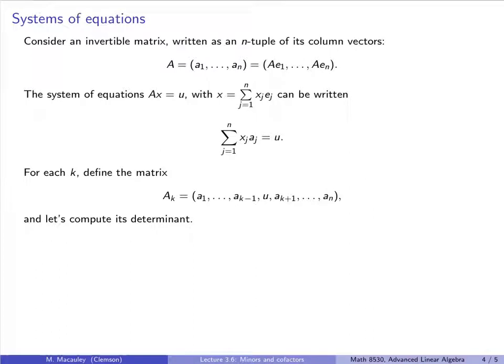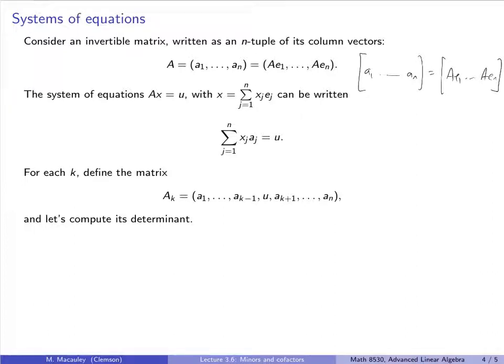And for each k, we will define the matrix AK by just removing the kth column of A and plugging in u here. And let's compute the determinant, and we'll see something interesting. So before I do that, let me go back and unpack all of this, because I know it's hard with these sums and these indices to remember which is which. So once again, A you could think of as A1 up to AN, which really is AE1 up to AEN.